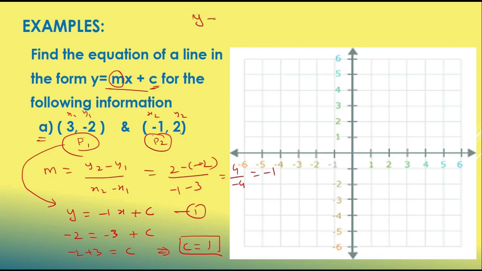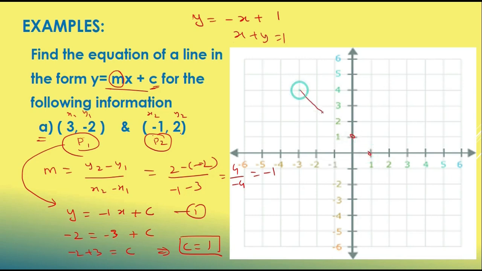y is equal to mx plus c, m is minus 1, c is also 1. Simply this is x plus y is equal to 1. So x-intercept is 1, y-intercept is 1. It's passing through 1 and 1.